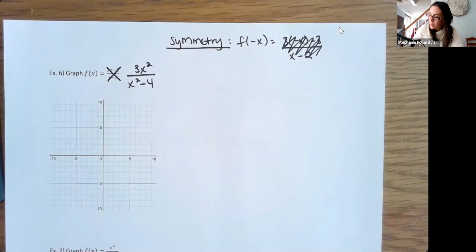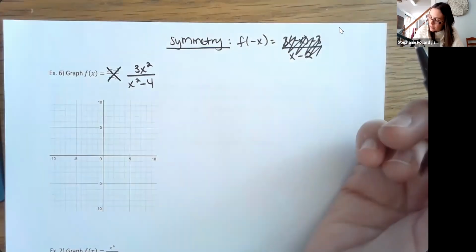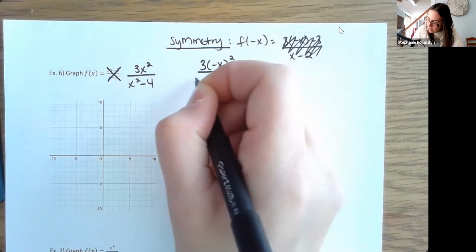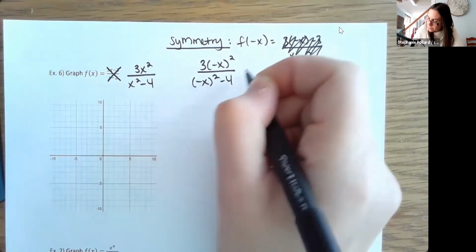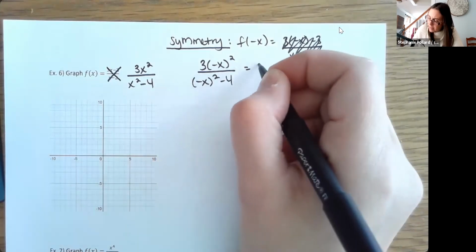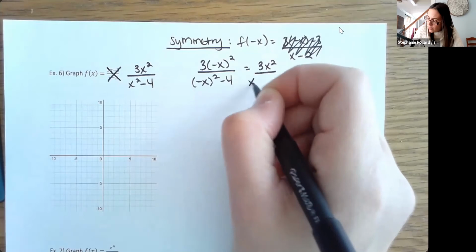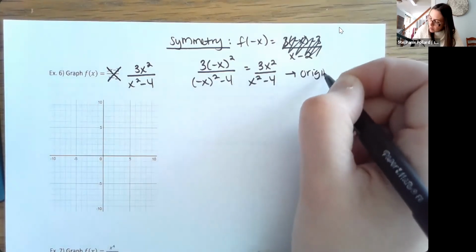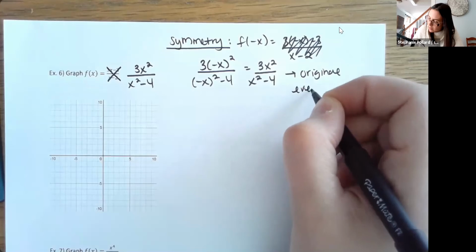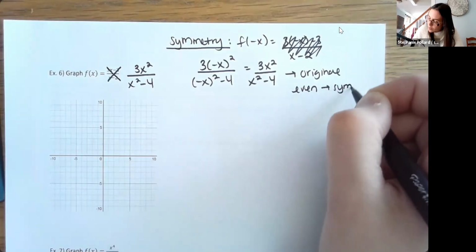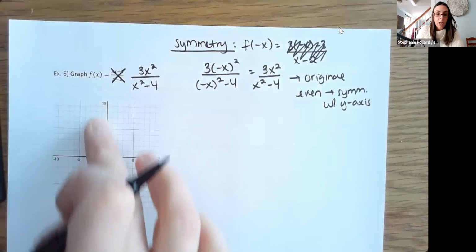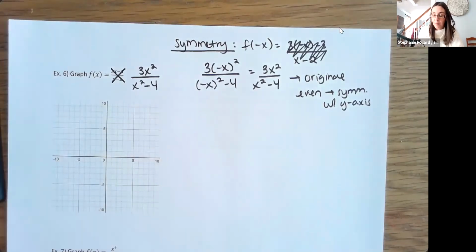Okay, so I'm still going to start with symmetry. I'm going to plug in my -x. So I have 3 times -x squared over -x squared minus 4. Now, because you're squaring, that negative is going to cancel. And you should notice pretty quickly that you have the original function back out. So we have an even function here, which means that we're going to see symmetry with the y-axis. So we should see some mirror imaging along the y-axis. So that's a nice tip to keep in mind.